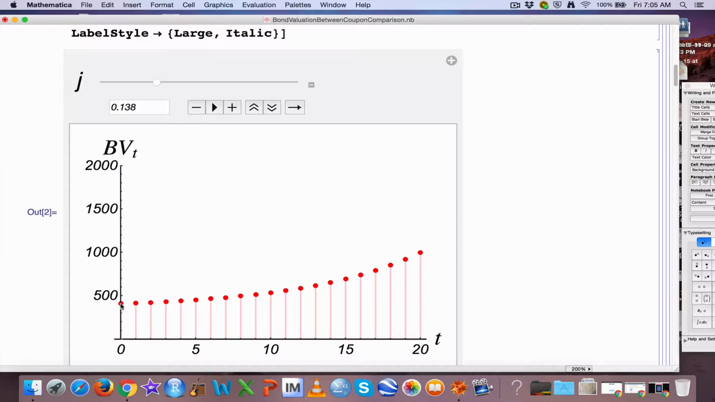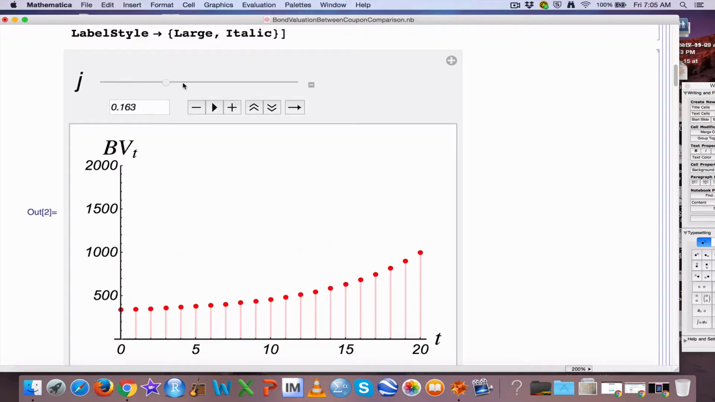And on the flip side, when it's bought at a discount, you're sort of loaning them less than they may have asked for, and their coupon payments are not enough to cover interest, so their balance goes up over time. At the very end, at time 20, they would pay $1,000 to pay their balance off. Okay, so this is kind of neat.